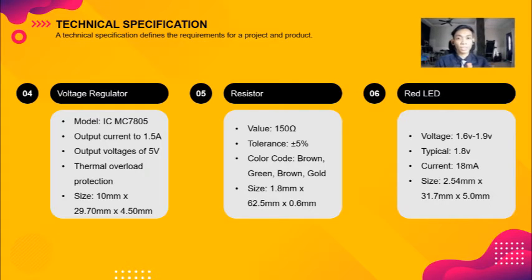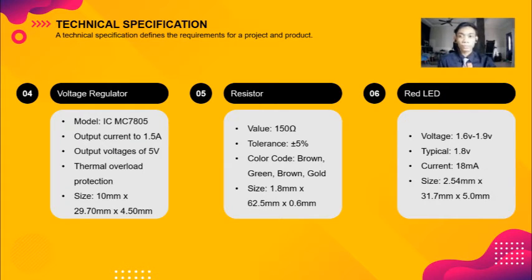Okay, the next one is the resistor. The value of the resistor we use in this circuit is 150 ohm. The tolerance is plus or minus 5%. And the color code for this resistor is brown, green, brown, and gold.